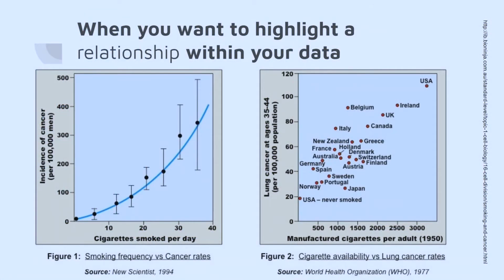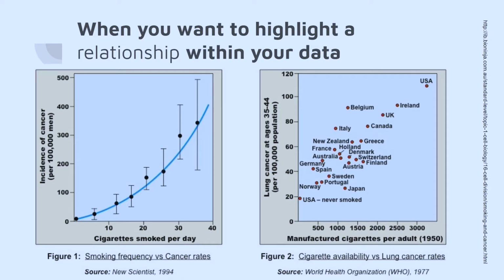And the most interesting aspect of that scatter plot on the right, figure 2, is that you'll see there are two dots for the United States. The top right one, which I would almost call an outlier, is the highest rate of cigarette manufacture as well as lung cancer.